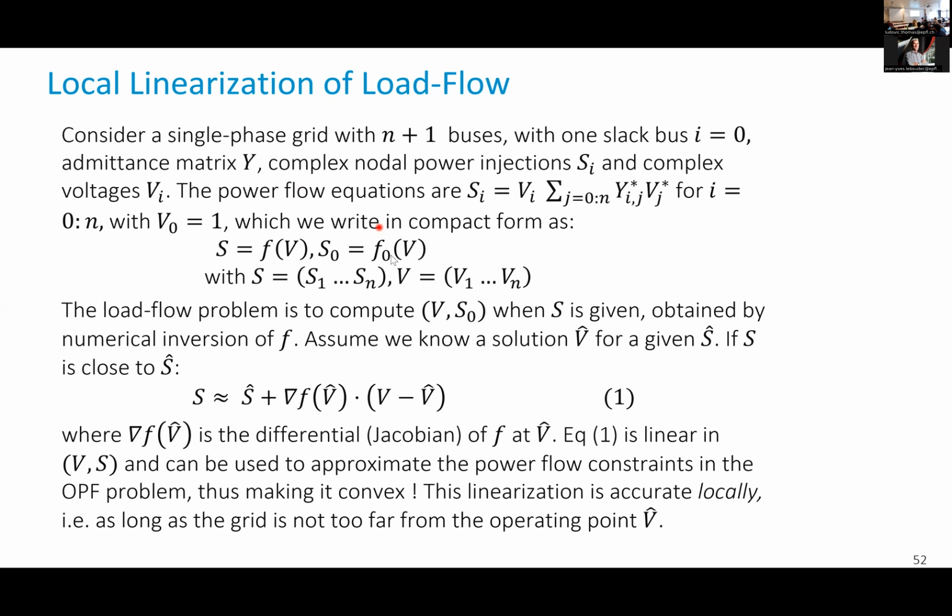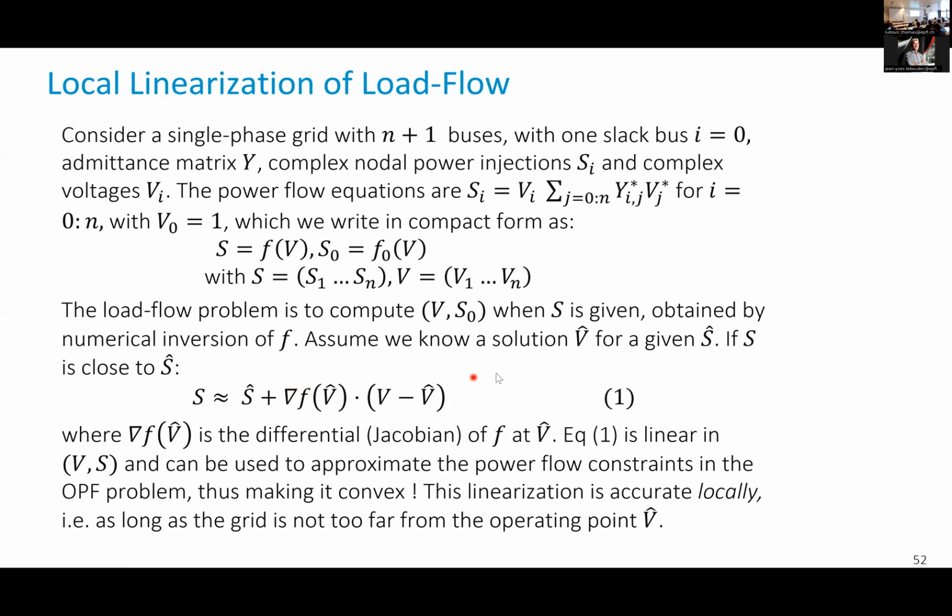So remember that we can write the power flow equation in a very compact form. In this form, there is a mapping that I call F from the complex voltages to the complex power injections at all buses, and I put the slack bus separately here. The slack bus is 0 here, and V is the vector of all complex voltages except the complex voltage at the slack bus, because this one is equal to 1. So I have a grid with a slack bus 0 and other buses, and the load flow problem is, if I give you all the S, find the V. That's what you know how to solve with Newton-Raphson.